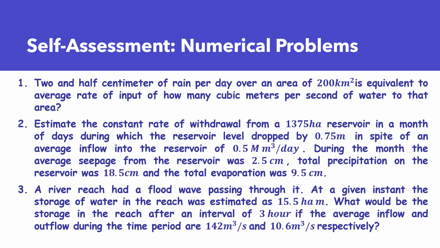The third question is, a river reach had a flood wave passing through it. At a given instant, the storage of water in the reach was estimated as 15.5 hectare meter. What would be the storage in the reach after an interval of 3 hours if the average inflow and outflow during the time period are 142 meter cube per second and 10.6 meter cube per second respectively?